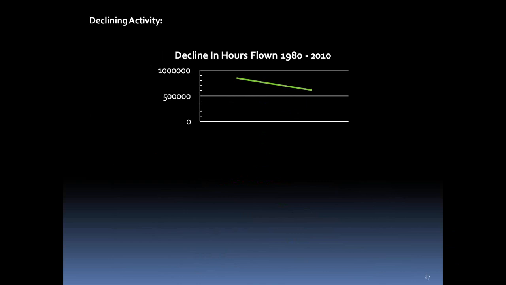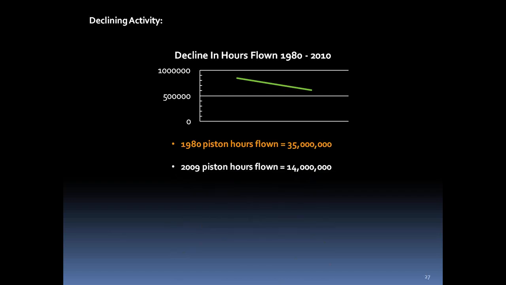This is directly shown, though, in the decline in flight hours from 1980 to 2010. In 1980, all piston hours equaled 35 million hours in that year. But by 2009, the piston hours flown had fallen to 14 million. That's a 60% decline.